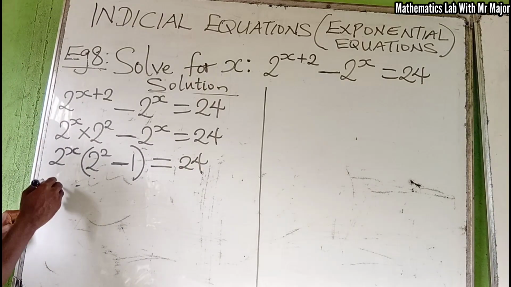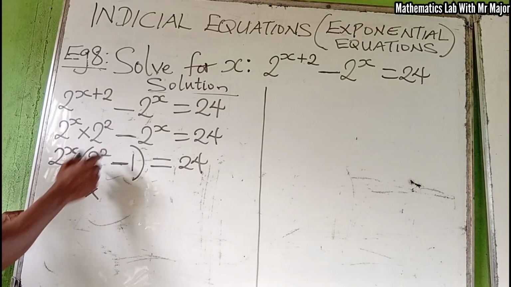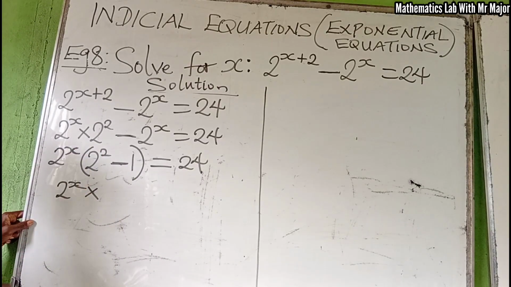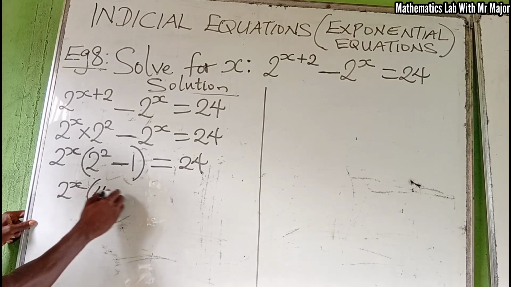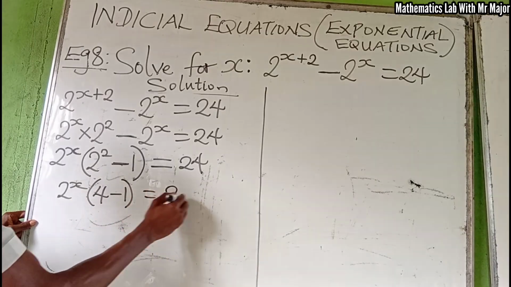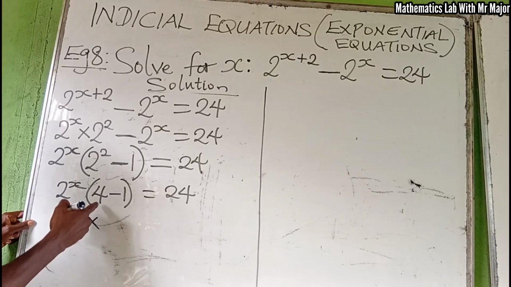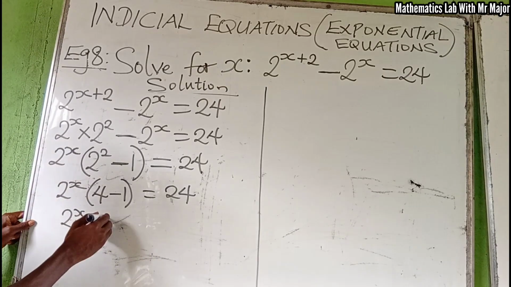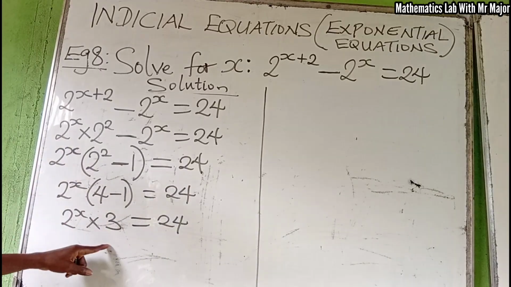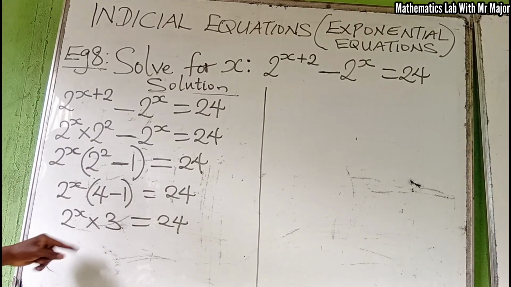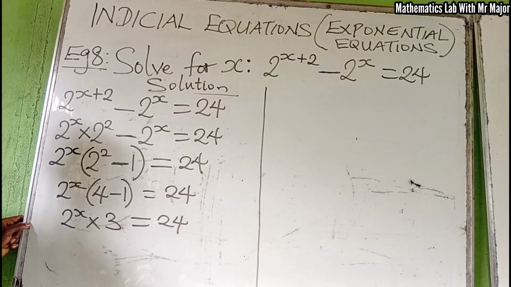The next thing, we now have 2 raised to the power x times 2 raised to the power 2 will give us 4. So we have, okay, let me still open our bracket. So we have 4 minus 1. That will give us 2 raised to the power x times 4 minus 1 will give us 3. So we have 3 here equal to 24. Again, the 3 is the coefficient of 2 raised to the power x. This is a multiplication expression. So we use 3 to divide both sides.